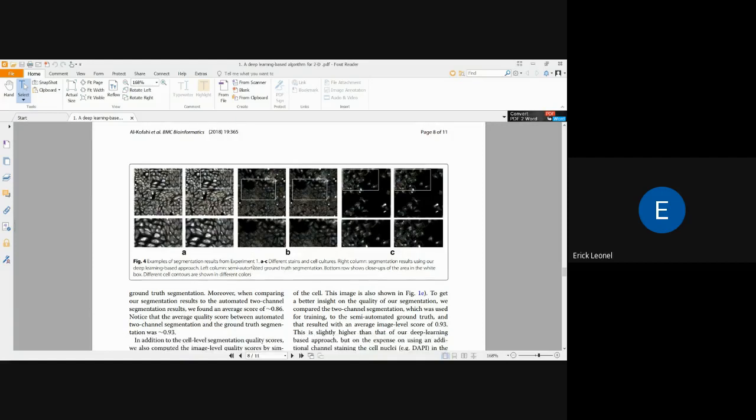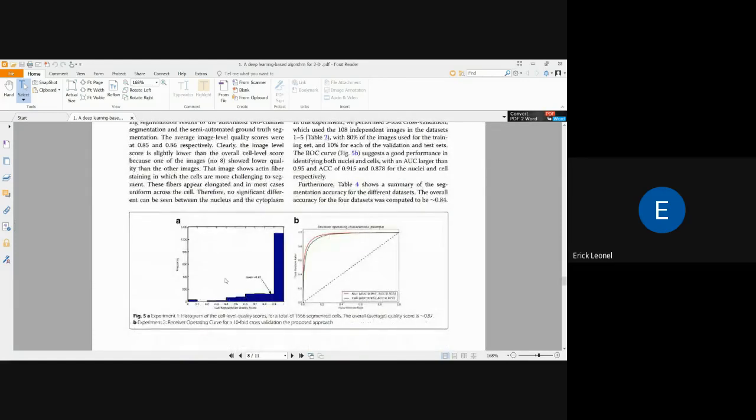On the other hand, Figure 5A shows a histogram of the cell level quality measure, which shows 0.87 average cell segmentation quality when compared to the semi-automated ground-truth segmentation. And Figure 5B shows that the ROC curve suggests a good performance in identifying both nuclei and cells with AUC larger than 0.95 and ACC of 0.91 and 0.87 for nuclei and cells.